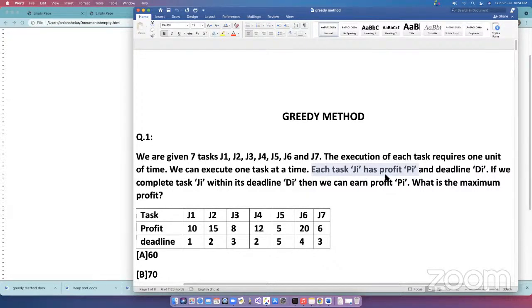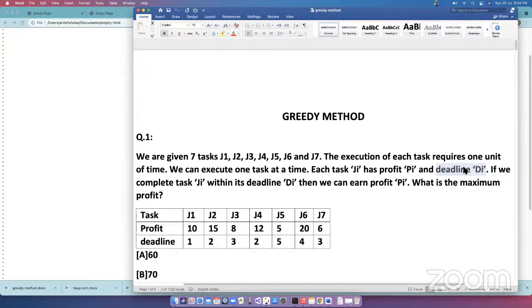But the big point is every task has a deadline also. You know the dictionary meaning of deadline. Your submission dates are also called deadlines. So if you violate deadlines and submit after the deadline, I'm sure it won't be accepted.